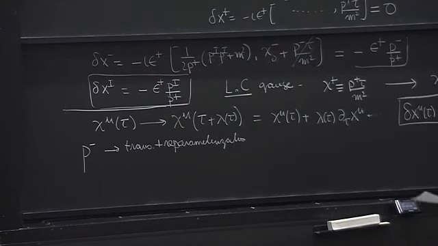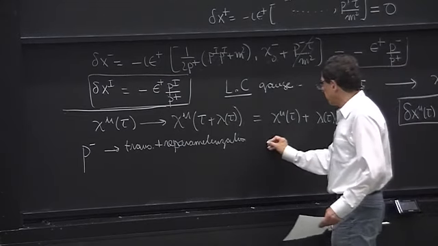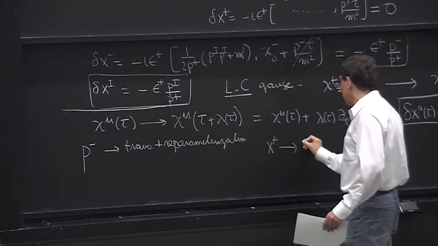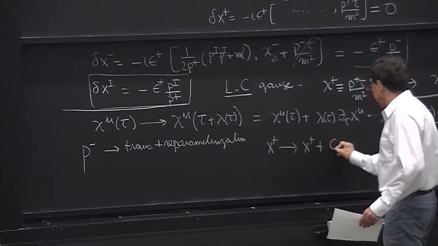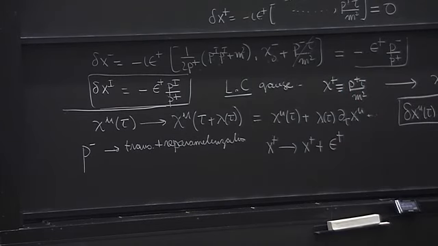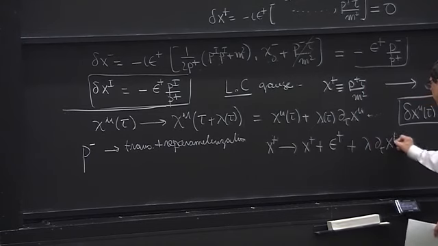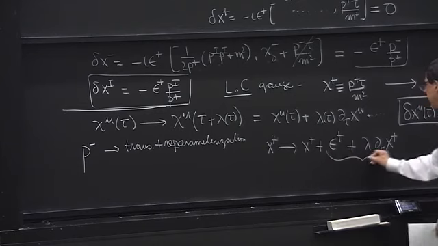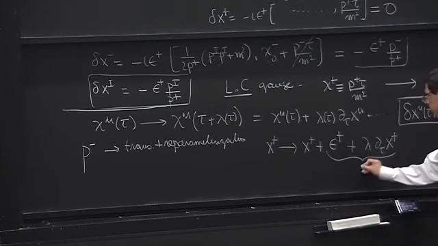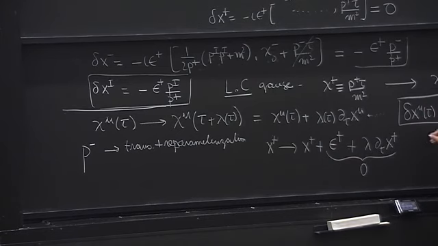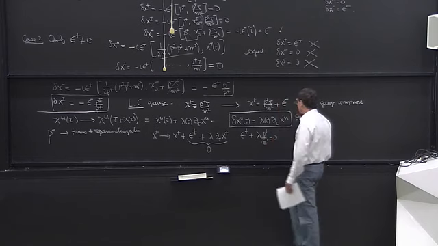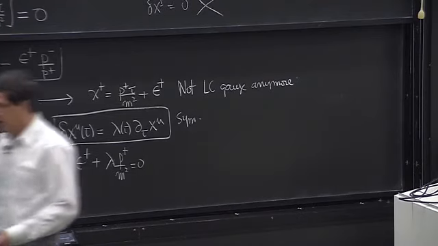So if it takes x plus, we'll take it to x plus plus epsilon plus. That would have been the translation, but then it reparameterizes it, so it adds lambda d tau of x plus. And this whole thing, to keep the lightcone gauge, should be 0. So from this, we have that epsilon plus lambda d x plus d tau, which is p plus over m squared, should be 0, and that determines lambda for us.